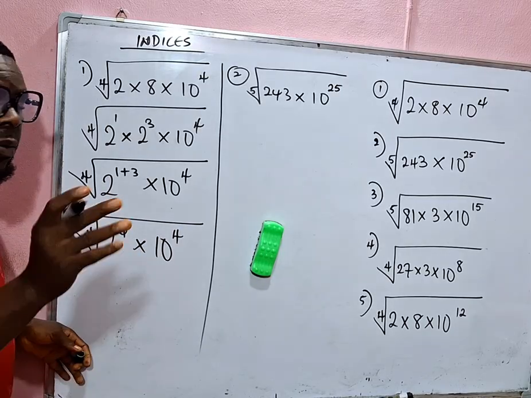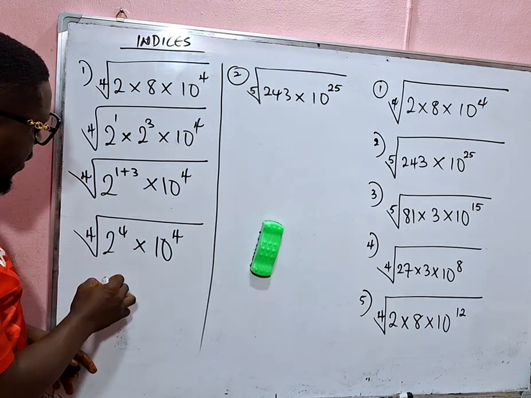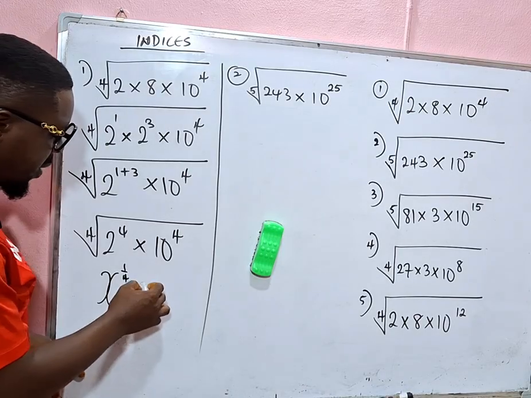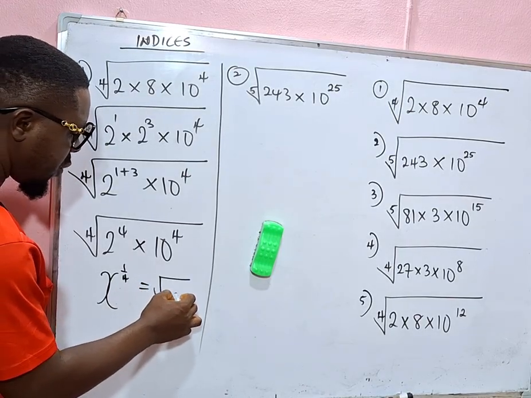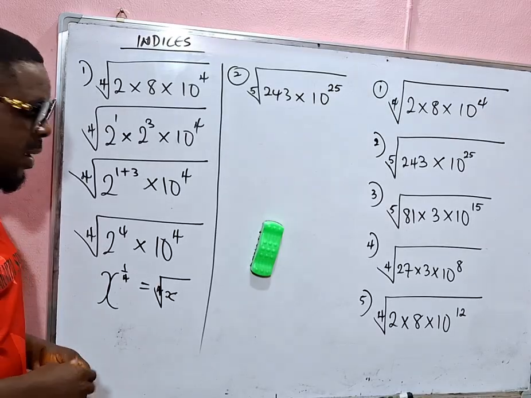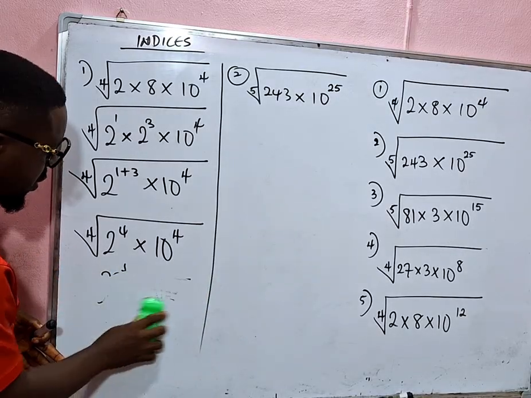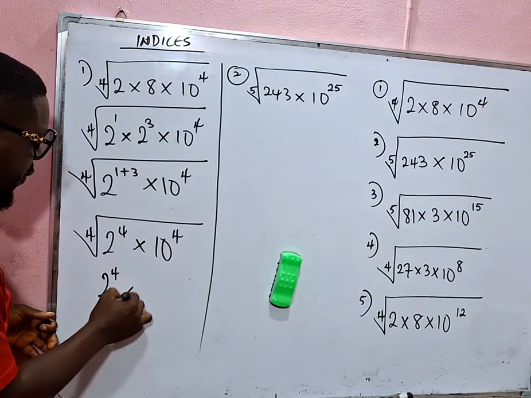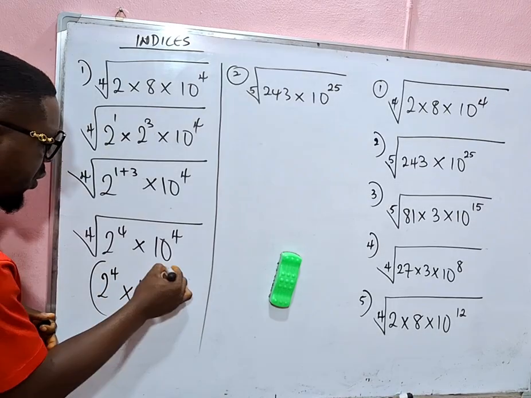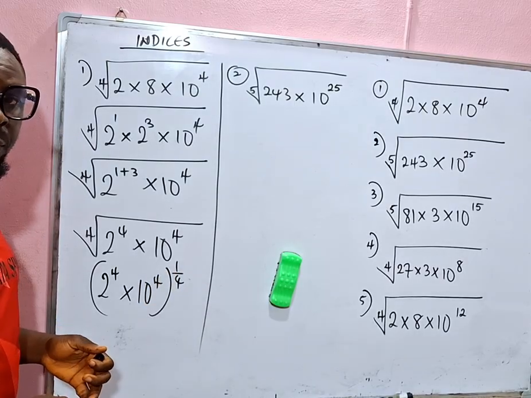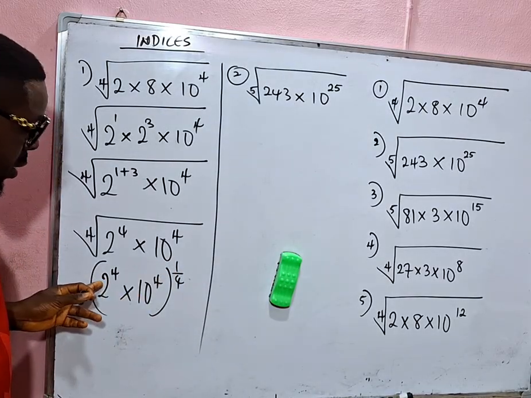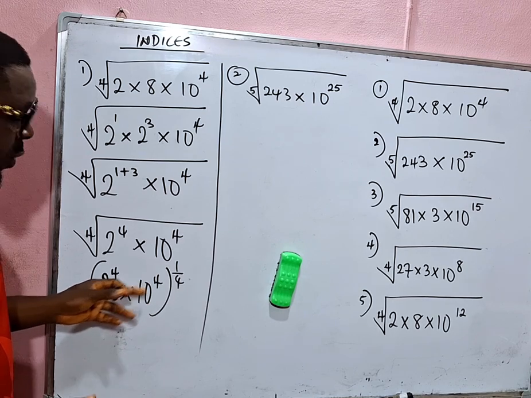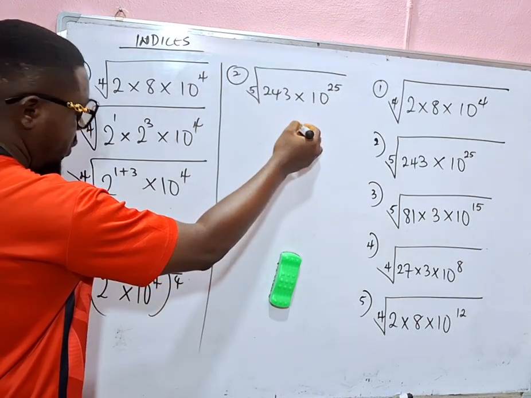Now, watch what I want to do. We have a law that says that x to the power of 1 over 4 is same as 4th root of x. That is what I will apply here. So this is 2 to the power of 4 times 10 to the power of 4, all raised to the power of 1 over 4. And this 1 over 4 is affecting 2 power 4 and affecting 10 power 4.